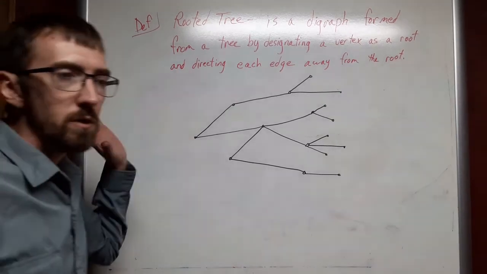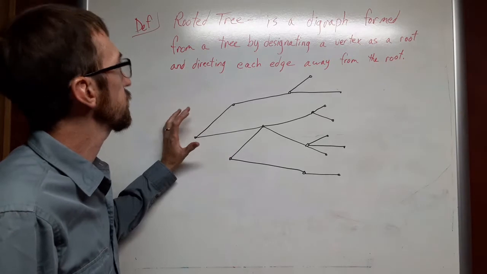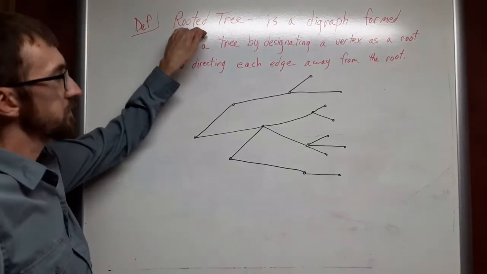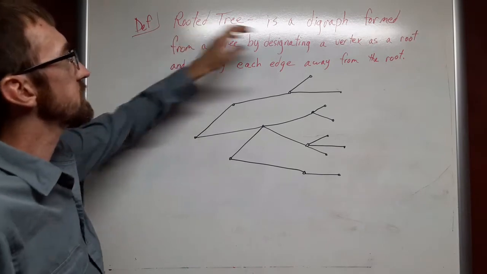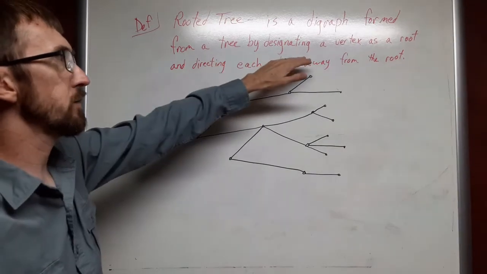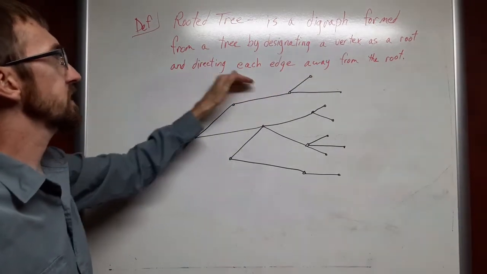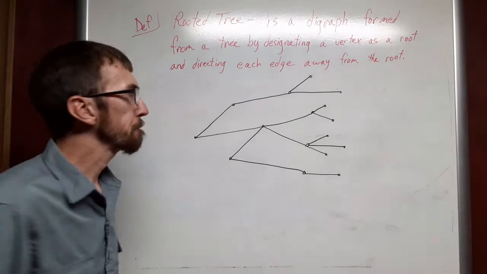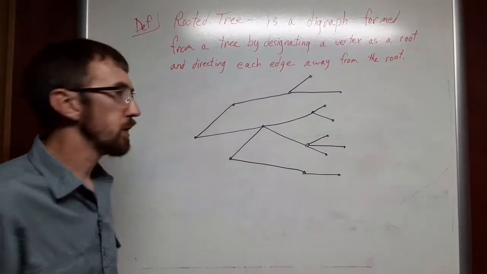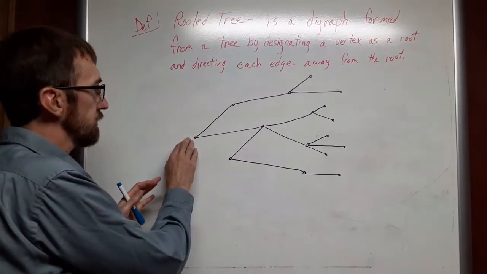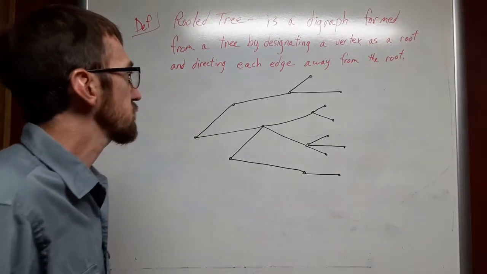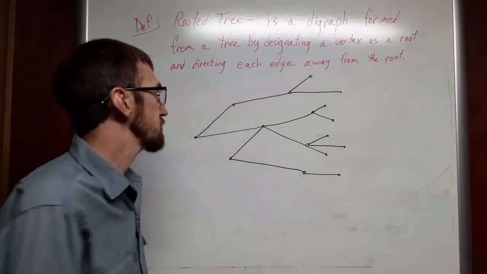I have a sample tree up here that we're going to use to look at this definition. This is the definition for a rooted tree. It tells us that a rooted tree is a digraph formed from a tree by designating a vertex as a root and directing each edge away from the root. In a textbook example, you probably see they choose something like this vertex or this vertex as the root. I want to explore this from a little bit different perspective.